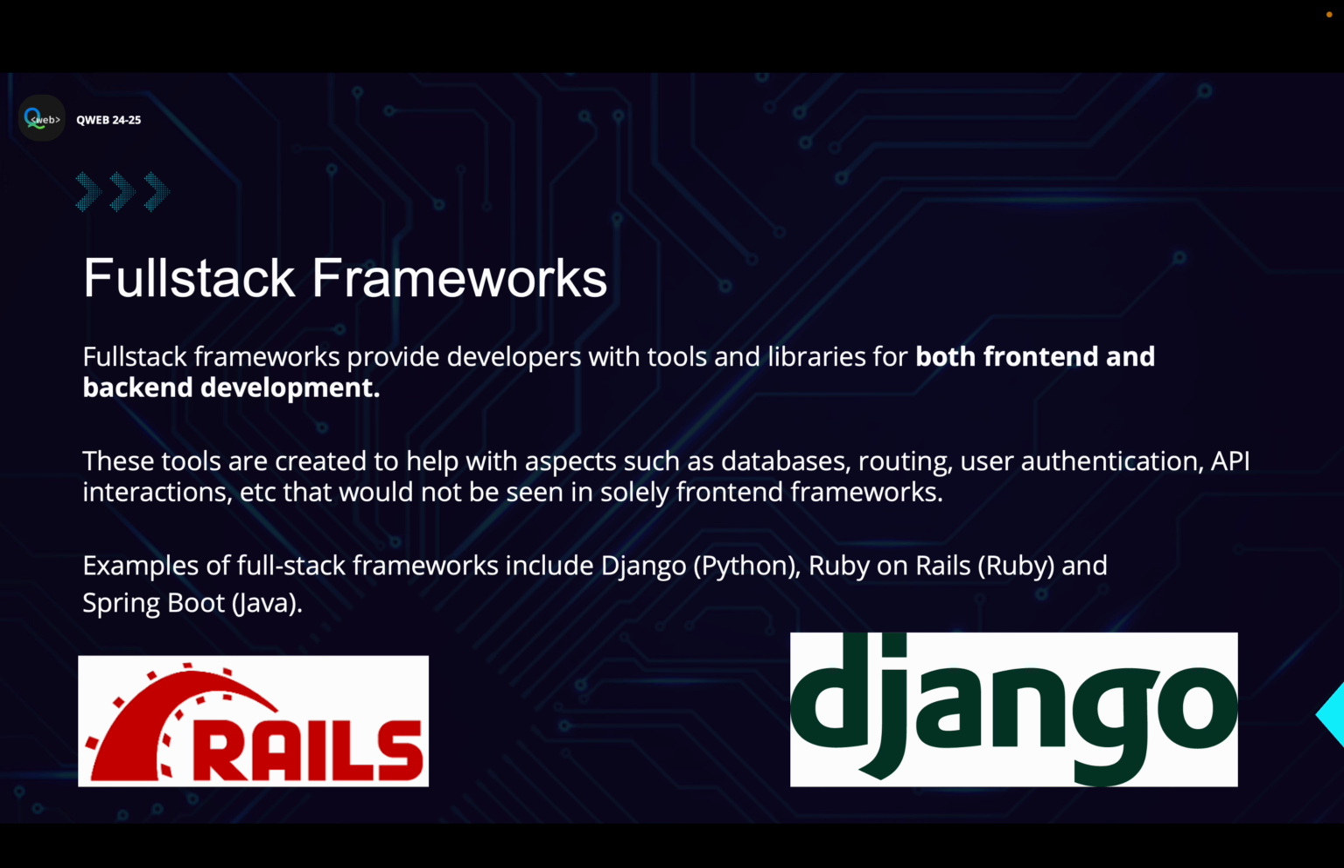And then there are also full stack frameworks. Full stack frameworks are essentially tools that allow you to build both the front end and the back end with one thing. An example of this is Ruby on Rails. Django kind of does this. Express can kind of do this if you add it with a template engine.